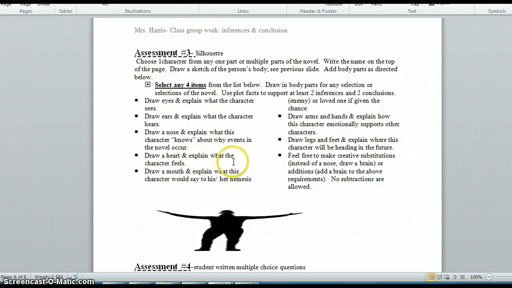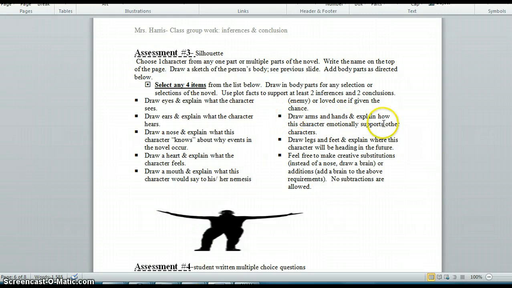Draw a heart and explain what the character feels. Draw a mouth and explain what this character would say to his or her nemesis or enemy or loved one if given the chance. Again, you don't have to tell me if it's an inference or conclusion, but all of them have to be inferences or conclusions.